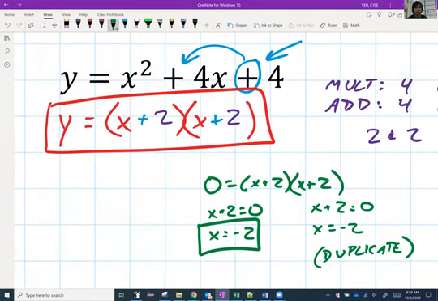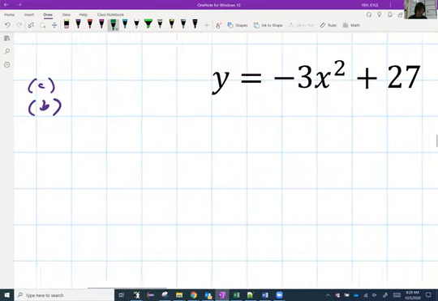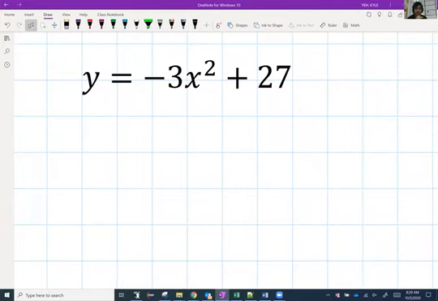Factoring, super important. We're going to keep cranking through these. I'll go a little bit quicker. Y equals negative 3 times x squared plus 27.